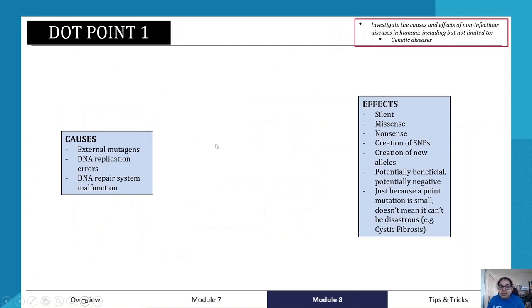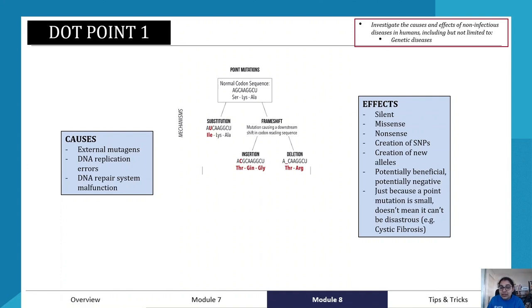Okay, so the causes and effects. With point mutations, there are 2 types. There's substitution, where there's a substitution of a certain part of the codon. So here we are replacing the G with the U, and that's going to change the amino acid produced. A frame shift mutation is when there's a downstream shift in the reading of the codon. So for example, here I'm adding in a C between the A and the G, and that is then going to shift the sequence down, and so I'm going to get a completely different set of codons, as you can see.